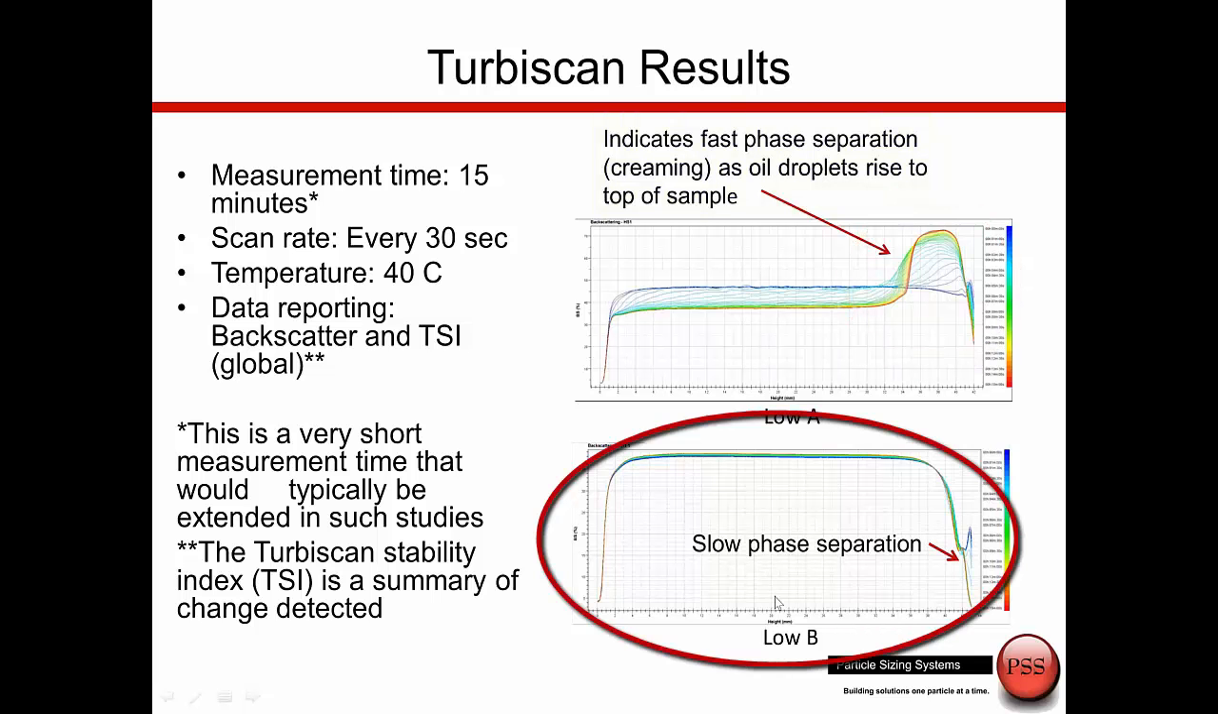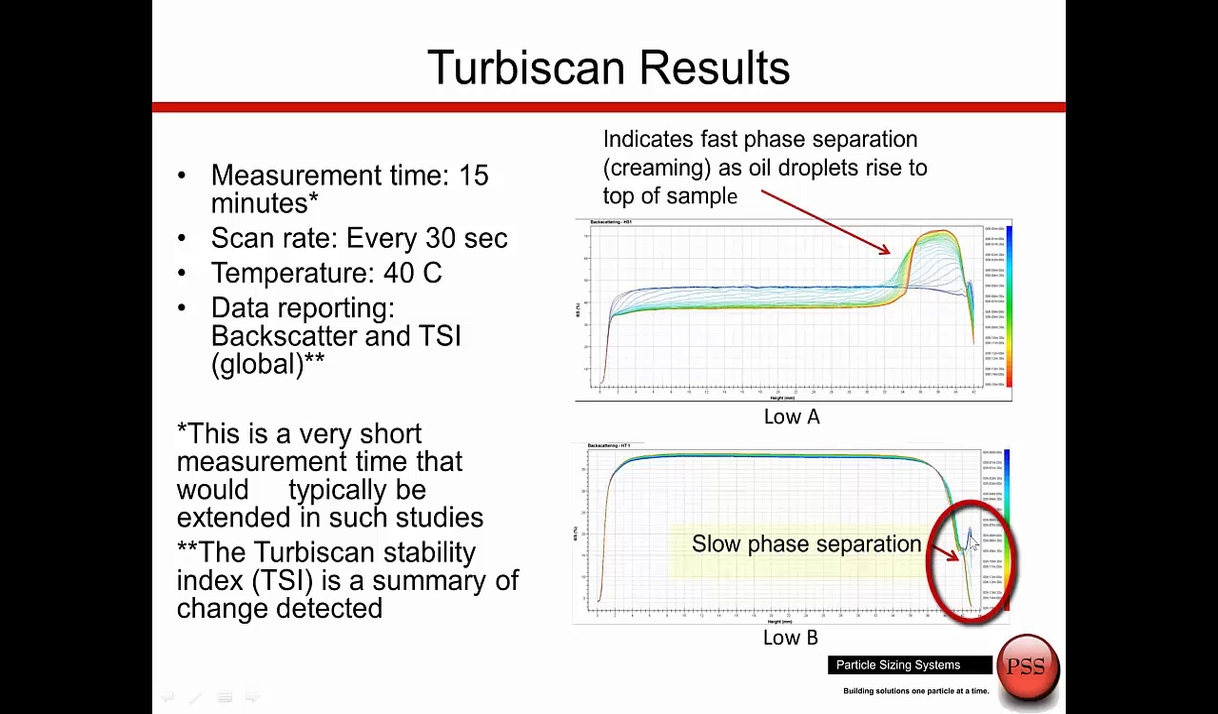For surfactant B, what we see is a small change on the surface of the emulsion. So this is saying this is actually a more stable, a slow phase separation, as opposed to what we saw for surfactant A, which is indicating a very fast phase separation change. So this is showing an unstable emulsion, and this is showing a more stable emulsion.